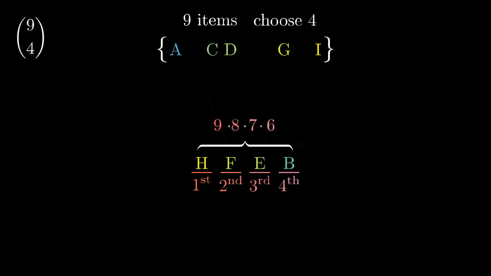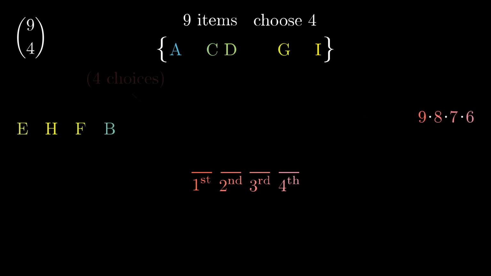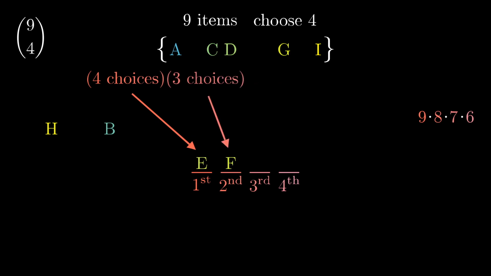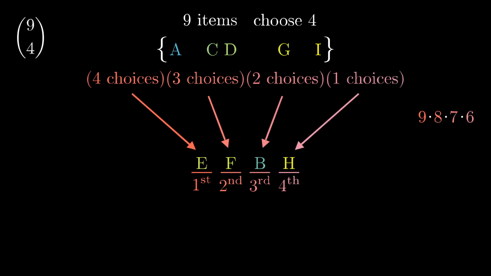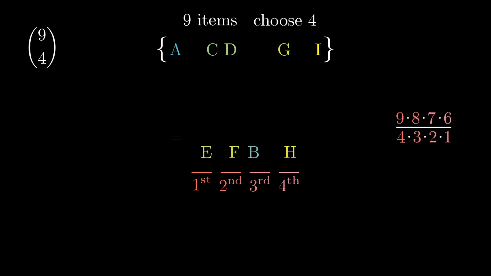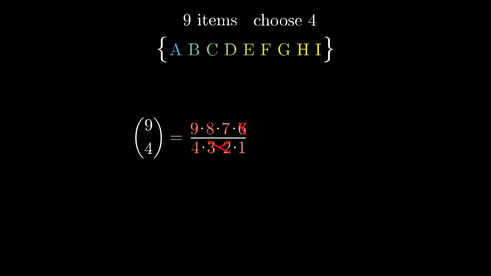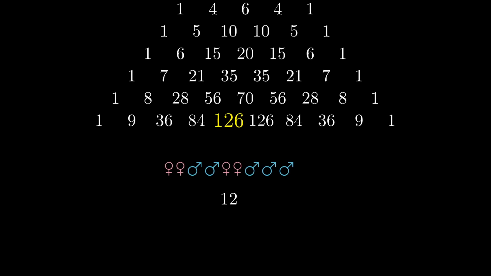And as before, this is way overcounting, since a subset gets counted many different times based on its permutations. So to account for that, you count how many permutations are there for a subset of size 4, which is 4 times 3 times 2 times 1. And we'll just divide out by that. What's very pleasing whenever you do this out by hand is that there's always a lot of cancellation that happens between the numerator and denominator. And in this case, you're going to be left with 9 times 2 times 7, which is 126, as we saw earlier in Pascal's triangle.